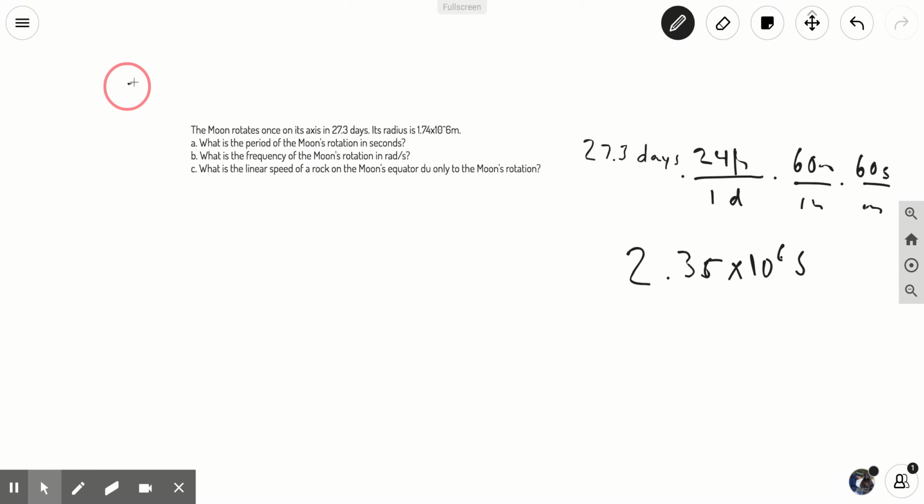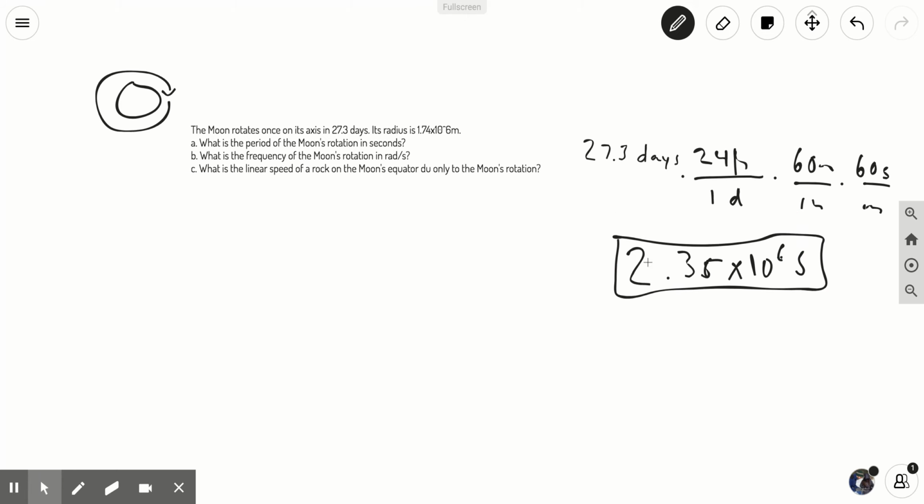Now it's looking for the frequency. So how often does the moon go from here all the way around to here? And it's actually convenient that we did this problem first, because now we know in seconds how long this takes. And we know that because we're going all the way around the circle, as we've learned with radians, to get all the way around a circle, it is 2 pi radians. So for question B, all we have to do is, we know if we go all the way around the circle, that's 2 pi radians.